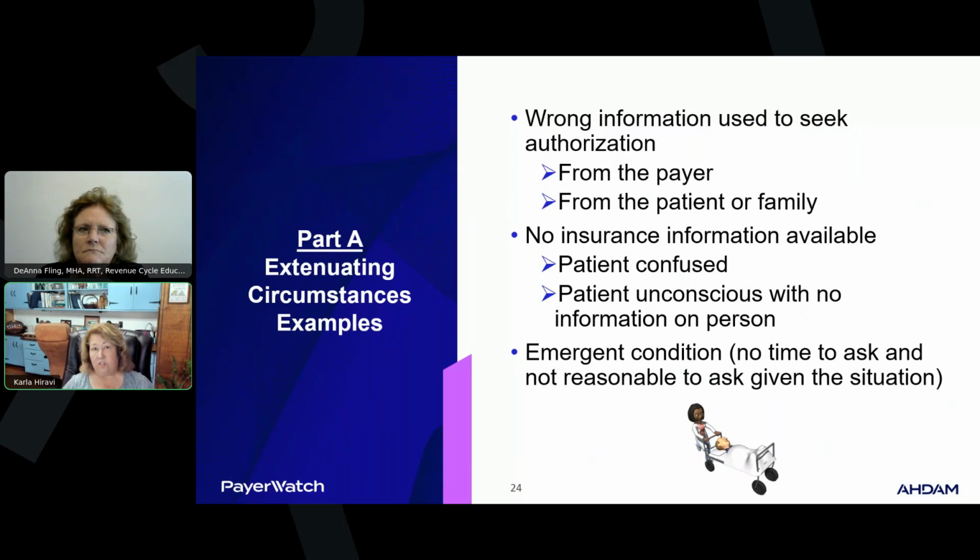Sometimes no insurance information is available, and there are a lot of reasons for that. The patient could be confused. The patient could be unconscious and not have any information on their person about the insurance. These things are not the fault of the hospital. They're beyond their control. Emergent conditions, no time to ask, and it's just not a reasonable thing to ask about given the situation. Those are all things that need to be pointed out, and we're going to talk a little bit more about that. Okay, Eric, next slide, please.